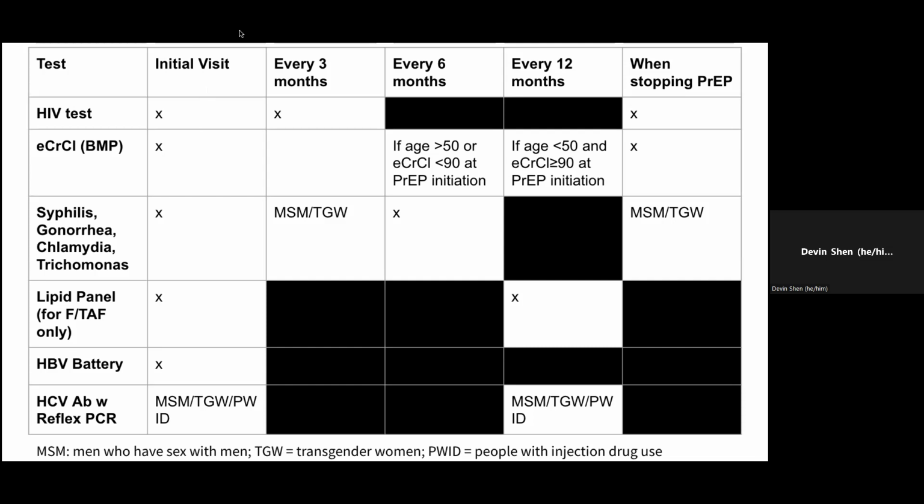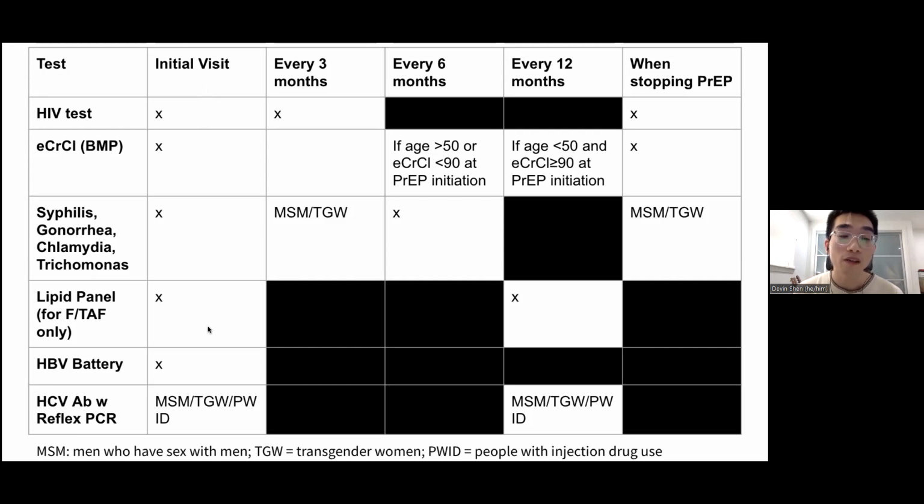And at the initial visit, you also want to obtain a BMP to get a baseline renal function, and initial STI testing, including syphilis, gonorrhea, chlamydia, and for people having receptive vaginal intercourse, trichomonas testing. For people you plan to start on Descovy, you want to obtain a lipid panel. And this is related to the side effect, which we'll talk about for Descovy.